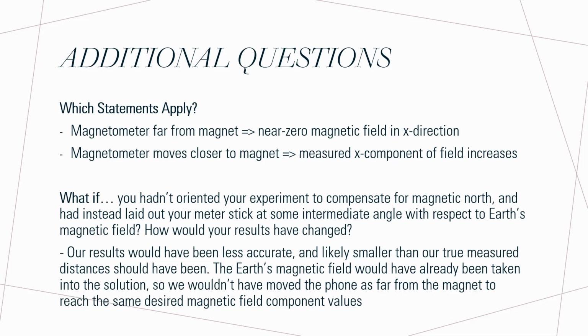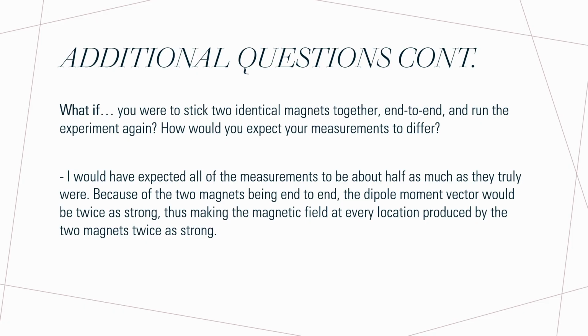Our results would have been less accurate and likely smaller than our true measured distances should have been, since the Earth's magnetic field would already have been taken into the solution and we wouldn't have moved the phone as far from the magnet. And then the second one, I would have expected all the measurements to be about half as much as they truly were.